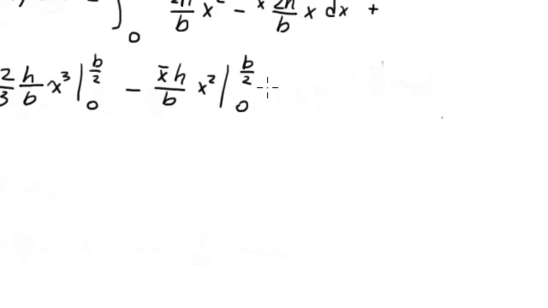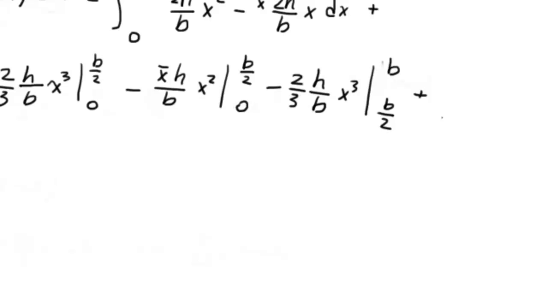So this one over here, negative 2/3 times h over b times x cubed. Now we plug in b for the upper limit and b over 2 for the lower limit. Alright, and let's turn around. We're integrating these two terms.